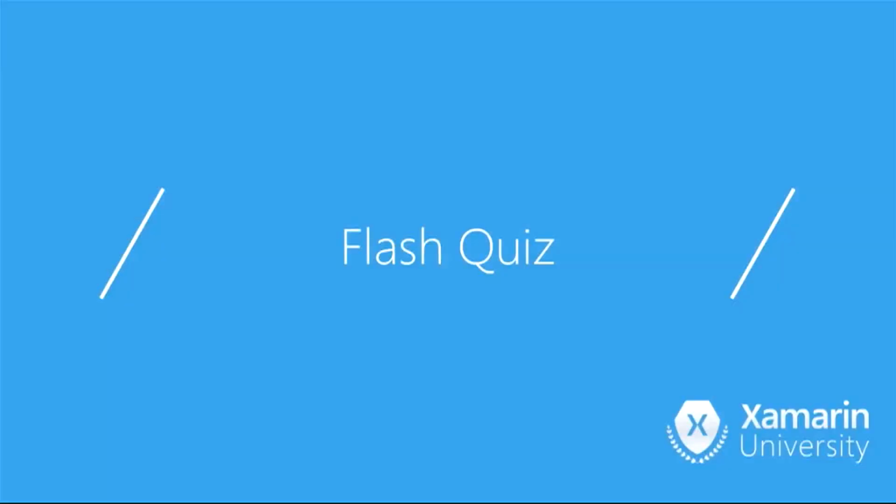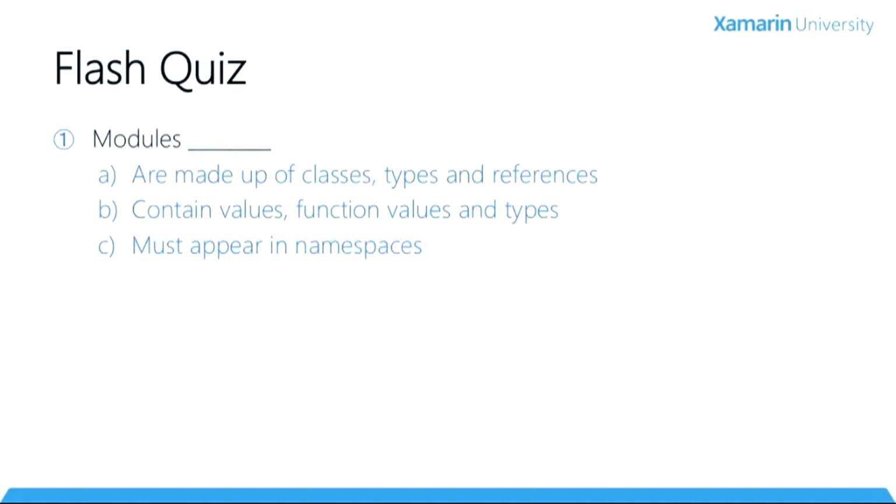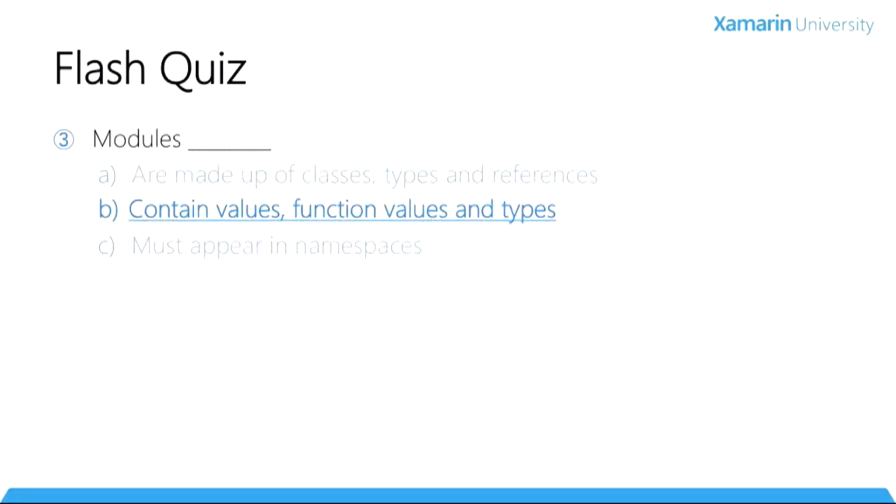Let's finish today's video by doing a quick flash quiz looking at modules. Question 1. Modules, A, are made up of classes, types, and references. B, contain values, function values, and types. C, must appear in namespaces. And the answer is B. They must contain values, function values, and types.